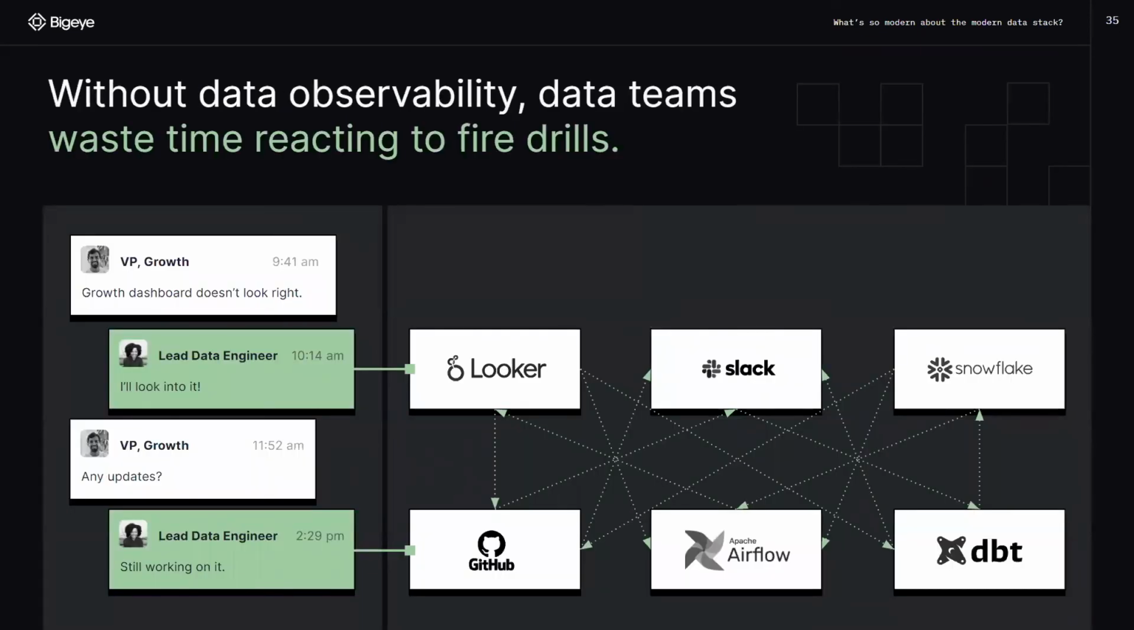So the argument that I want to make is that data observability is one of these key things. And you have a scenario today where a VP of growth is looking at data. Maybe you guys have seen this before. And he says, hey, something is wrong. And as a data engineer, you're in this reactive state. And it takes time because there's lots of disparate systems that you need to consolidate and go through to figure out what the heck is going on. And it just takes too long.